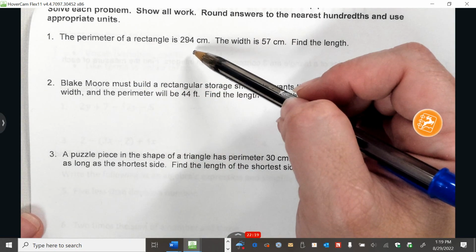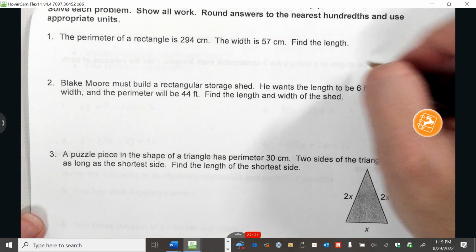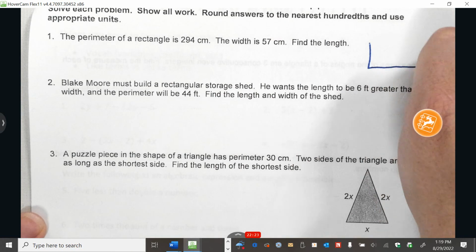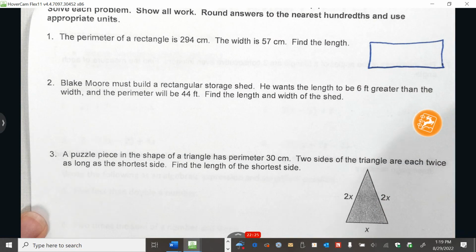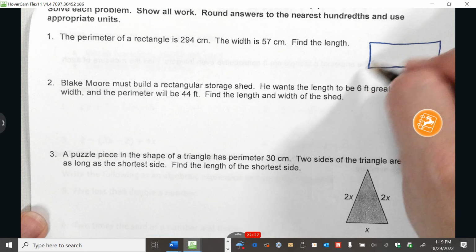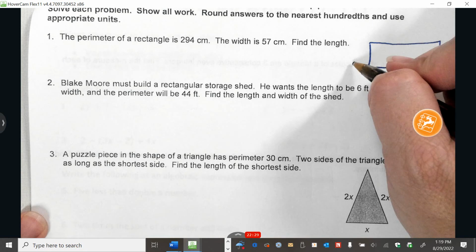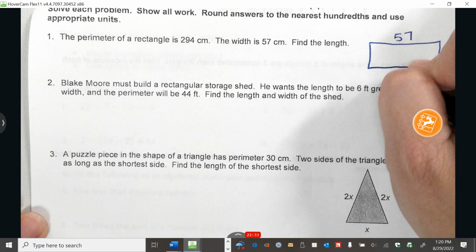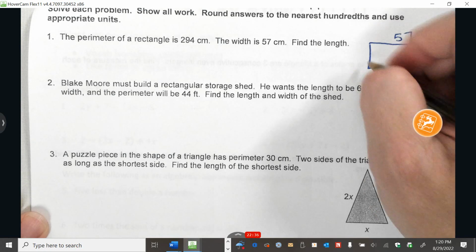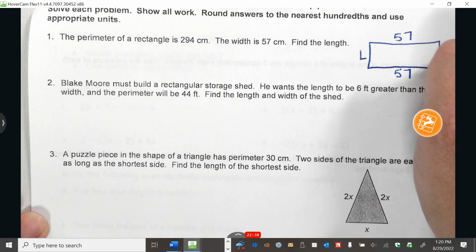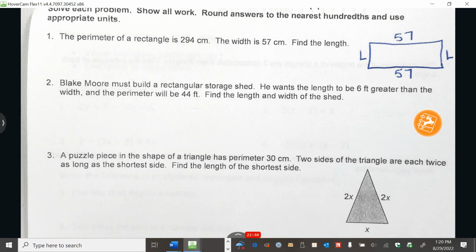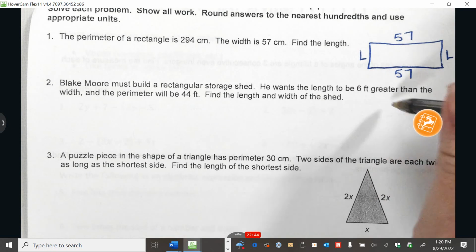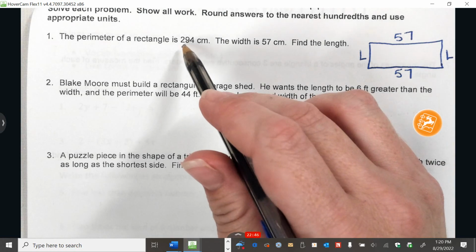Okay, it tells me the perimeter. What else does it give me? Y'all, draw a rectangle and label. Y'all, it doesn't matter which side you consider the width. Okay? This can be the width, this can be the width. As long as it matches on the other side, it doesn't matter. So this is 57, 57, and I don't know my length. You can use X or you can use L. Now what would I do? Add all 4 sides and set it equal to 294.